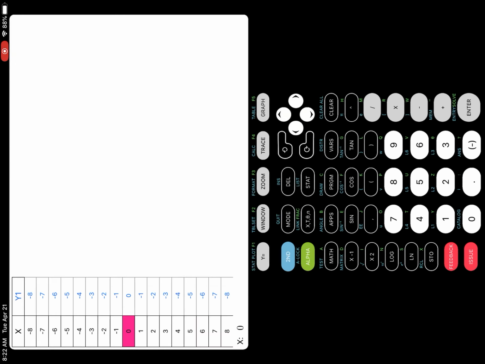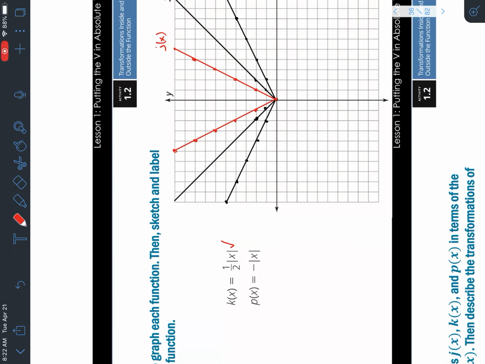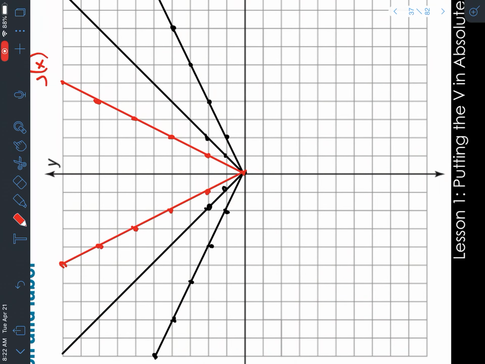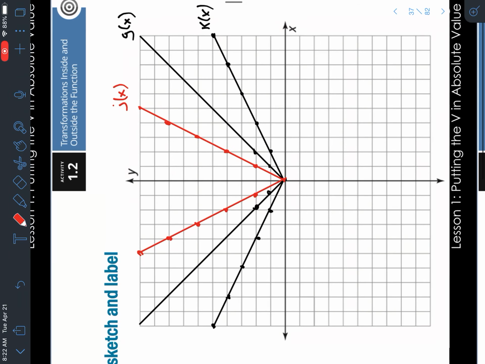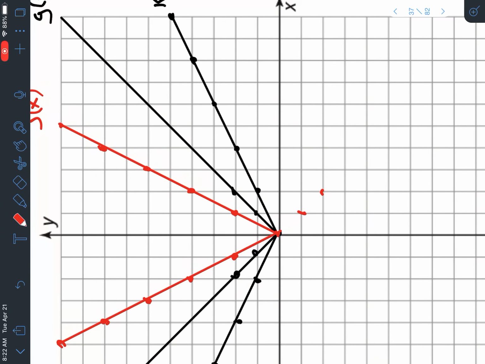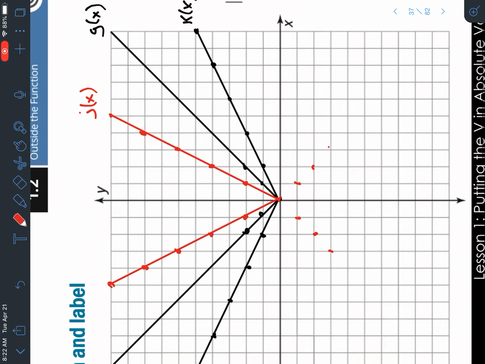So if we hit second graph again, we see 0, 0, 1, negative 1, 2, negative 2, 3, negative 3, 4, negative 4, and so on. So that means that essentially all this graph is doing is the same as our g of x. It just is flipped upside down. So it's going to go down 1 over 1, down 1 over 1. Okay, so that's all that means. It's down 1 over 1, looking like that.